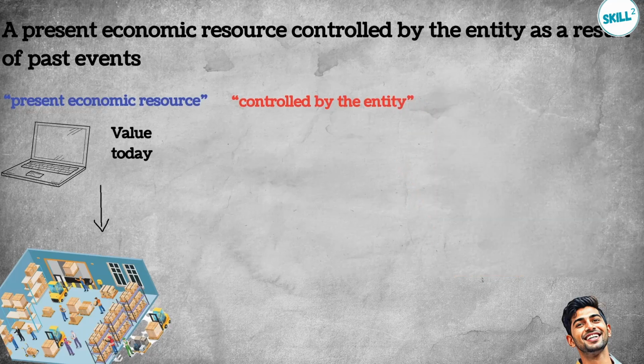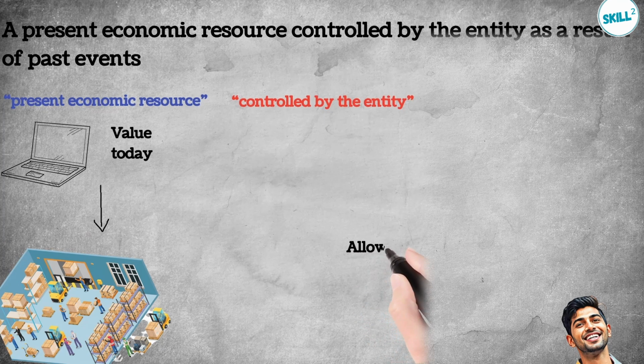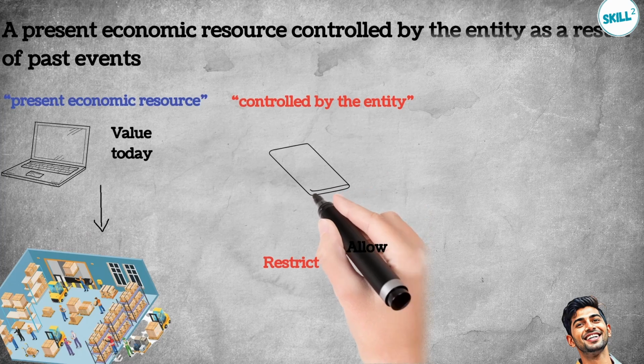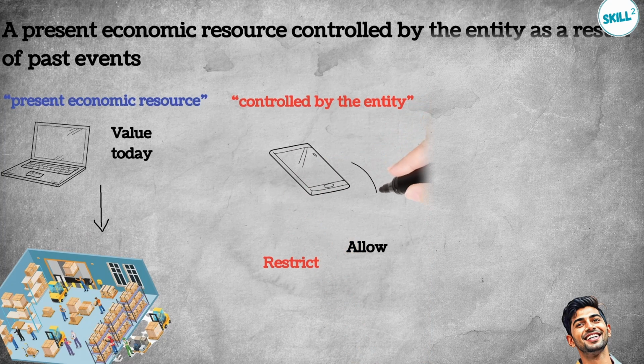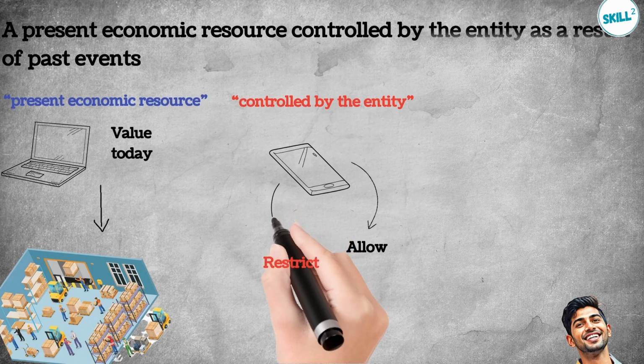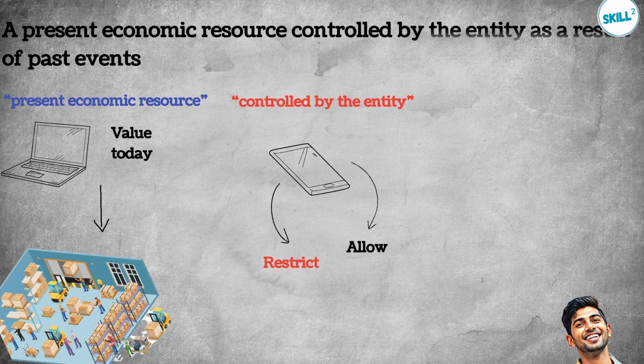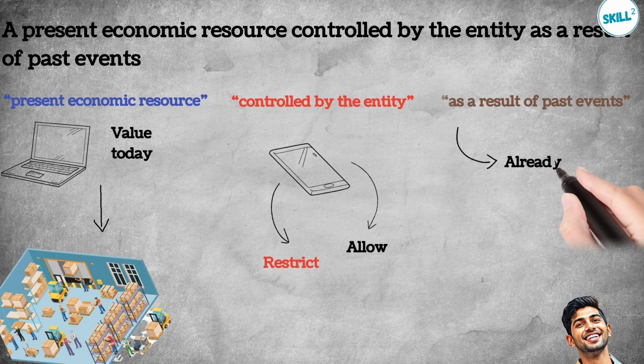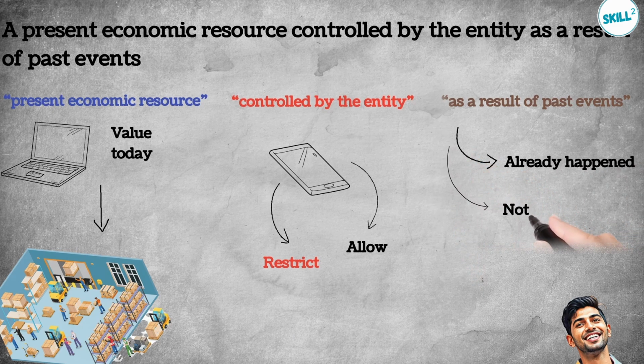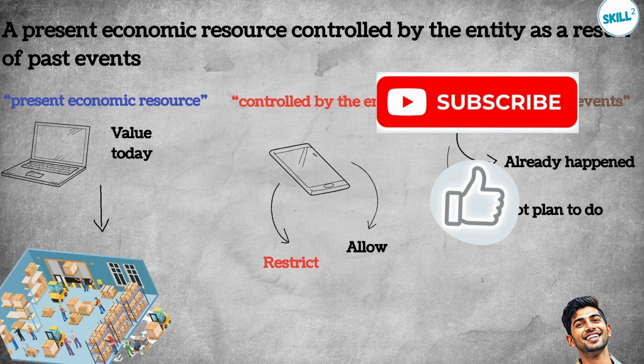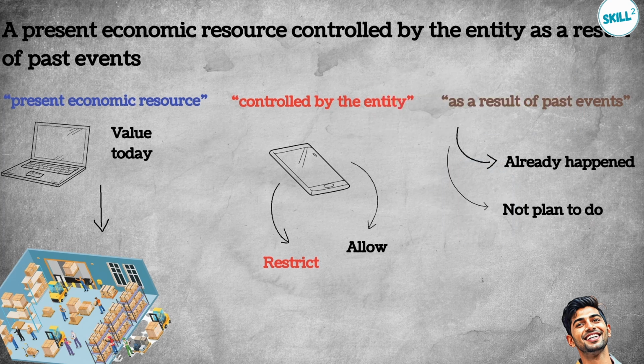Now, controlled by the entity. Here's the thing, the business must actually control it, not just use it temporarily. It should be able to decide how it is used, and also keep others away from using it. And finally, as a result of past events, this is simple: the asset should come from something that has already happened, not something you plan to do. For example, if you bought equipment last year, that's an asset. But if you are planning to buy equipment next month, that's not an asset yet.